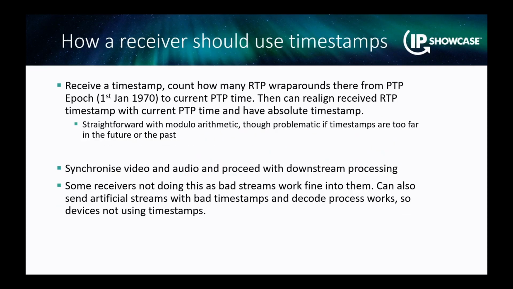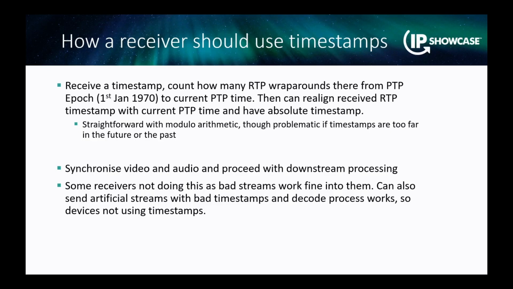This is where it maybe gets a bit controversial, how I think a receiver should use timestamps. What a receiver should do is take a timestamp, work out how many RTP wraparounds there have been from the PTP epoch, and using that data, it can then realign its received RTP timestamp with the current PTP time and have an absolute timestamp, essentially converting from a relative timestamp to an absolute timestamp. This sounds quite complicated, but actually ends up boiling down to one or two lines of code.